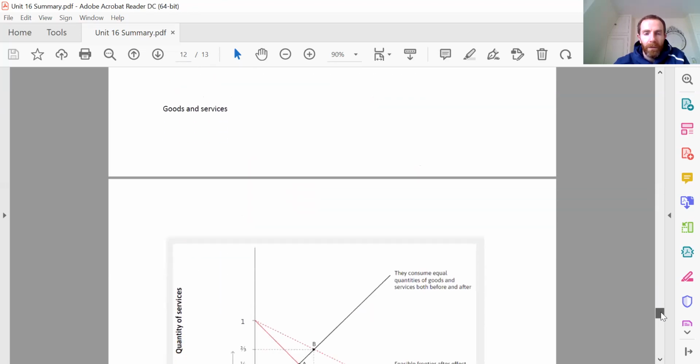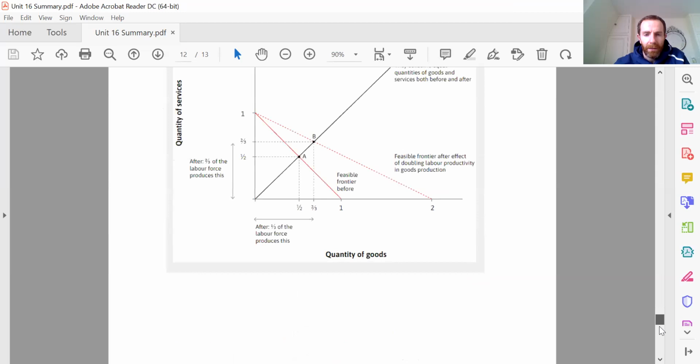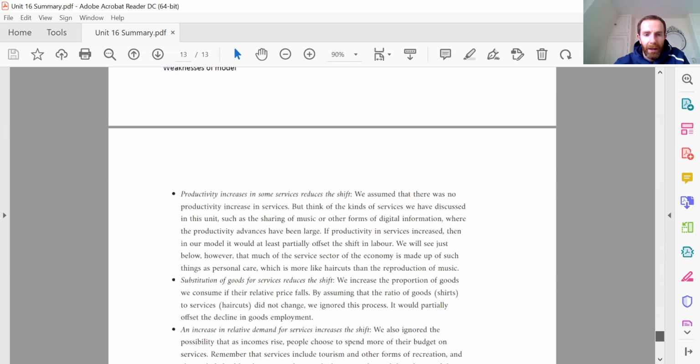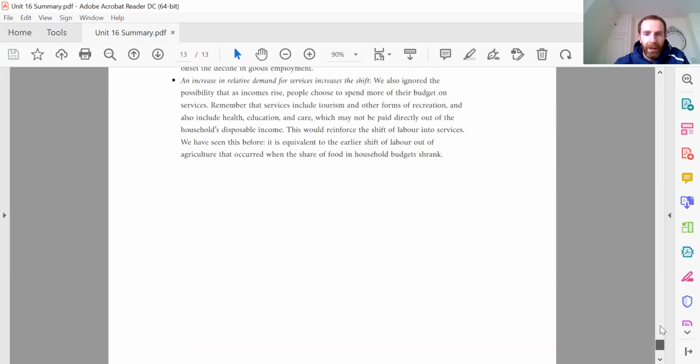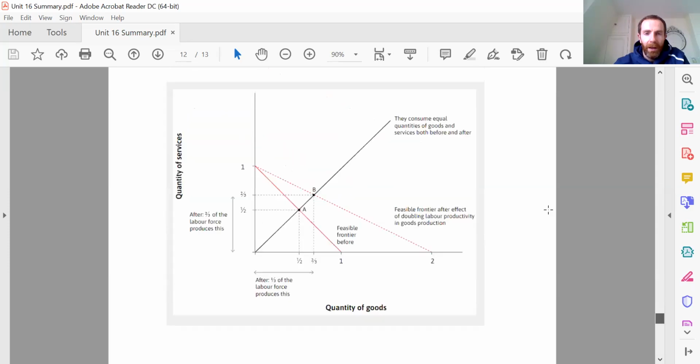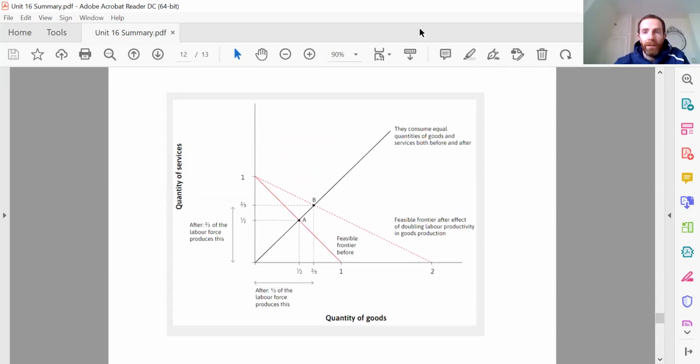So the final thing to look at, I think it's the final thing, yes, is goods and services markets. And just before I look at that, I'll take a quick pause.